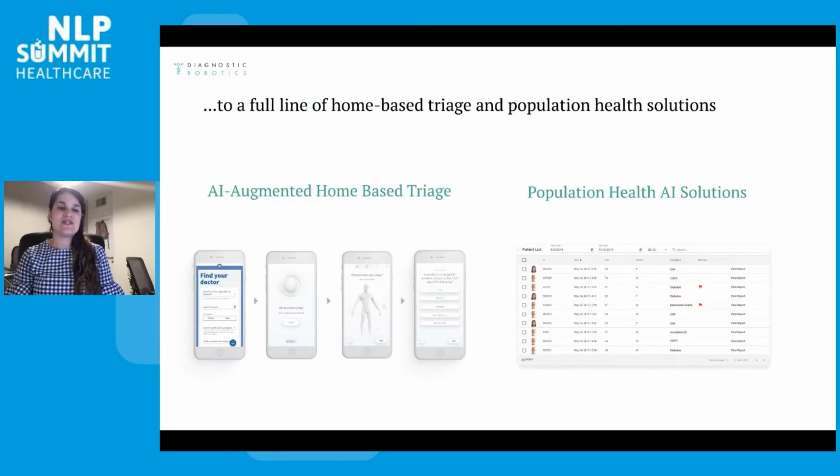And so we began with that system in the emergency departments, but then we saw that we can use this system in a full line of home-based triage system and in a population health solutions. So now we have two main products, two main problems that we want to solve.